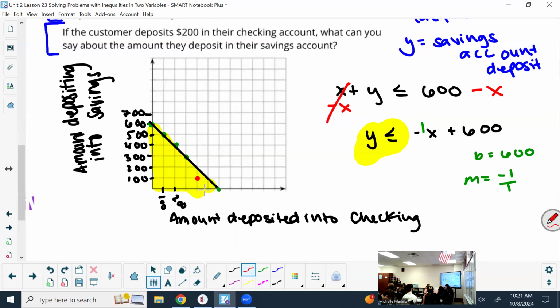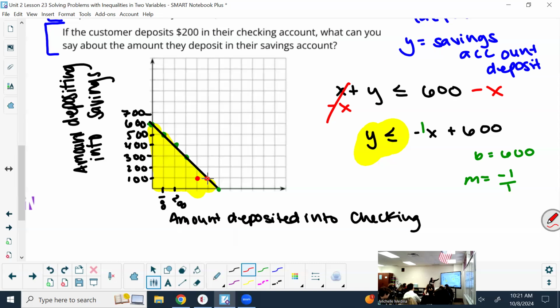Sorry, one more time. 500, 100, which happens to fall on the solid line. Class, is it still a solution? Yes, only if it's on a solid line. If this was a dashed one, then it wouldn't. But that makes sense. That's 500 into checking, 100 into savings. That's not more than 600. This is our max.